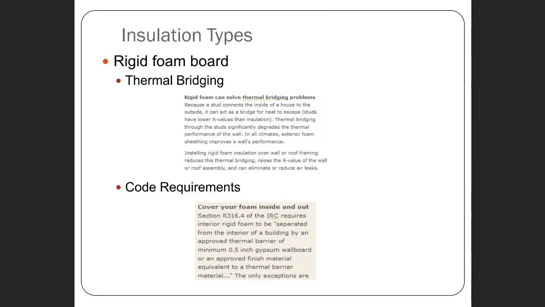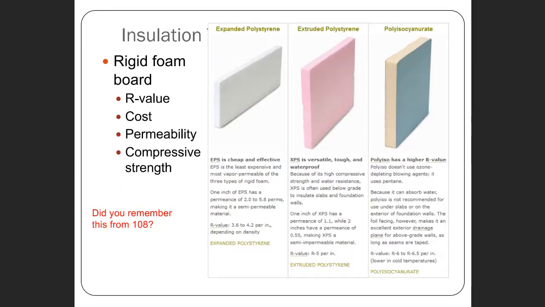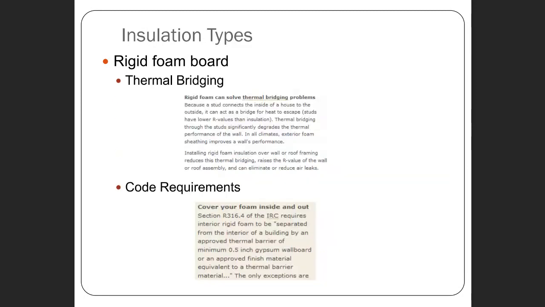Right? Code requirements: cover your foam inside and out. A lot of these foam insulations are flammable. So if you're using them inside, they typically have to be covered with at least half inch of gypsum wallboard to provide fire resistance. So again, the code will spell those things out.